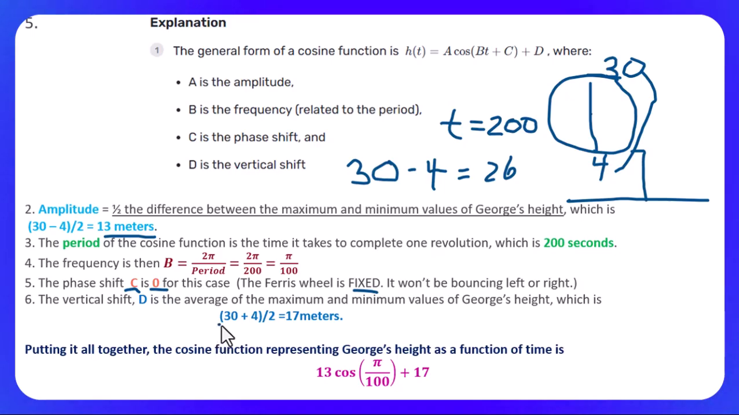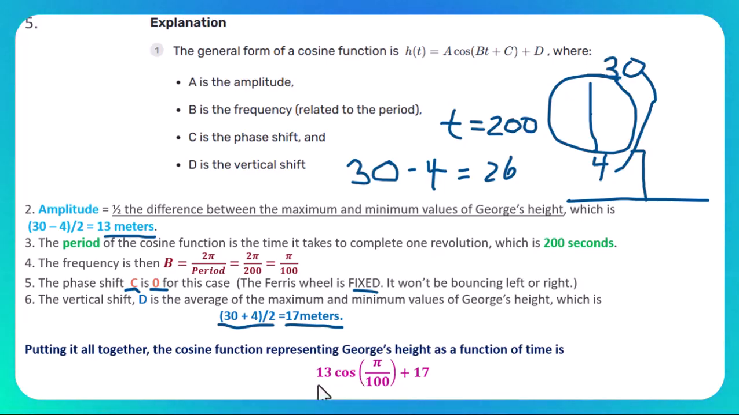We add those together. We average them. We divide by 2. And that's going to be 17 meters. So putting it all together, the cosine function representing George's height as a function is A, which we calculated as 13 times cosine, and then times the period, we calculated that to be pi over 100 plus 17. We calculated that by taking the average of the highest and the lowest.